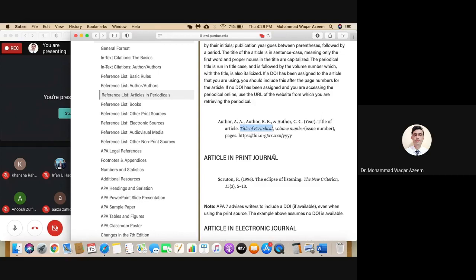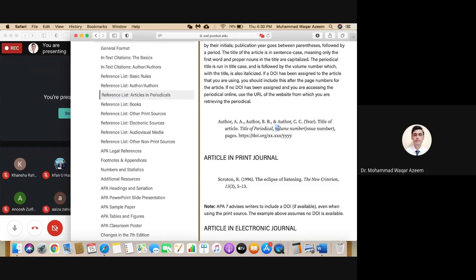Exactly in the same format, right? The first letters of all the words in the title of a journal should be uppercase, and the whole title should be italicized. After that, you put a comma. You can't put a period over here. It has to be a comma.